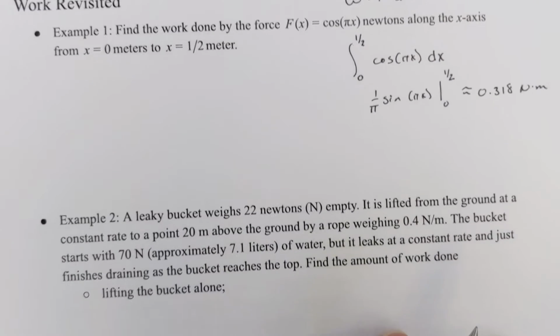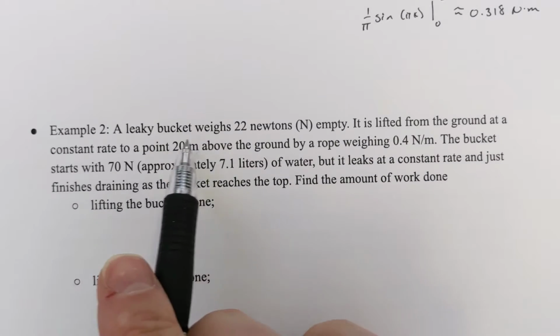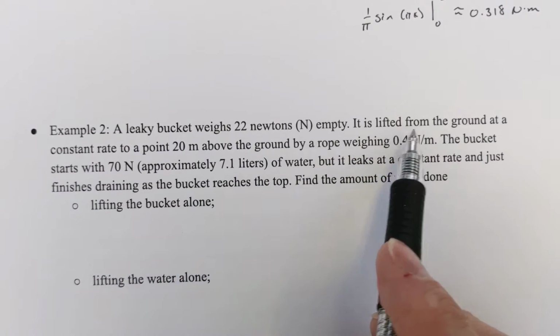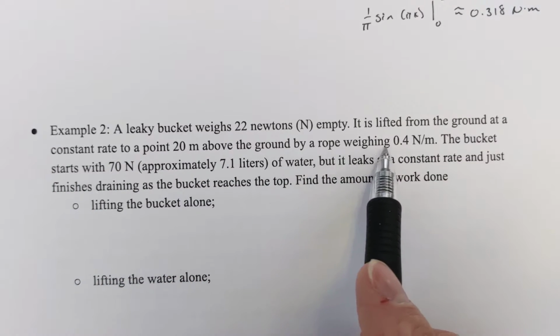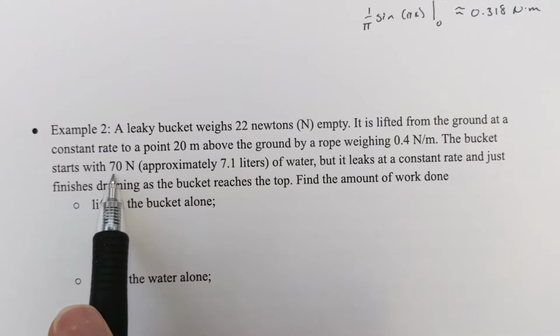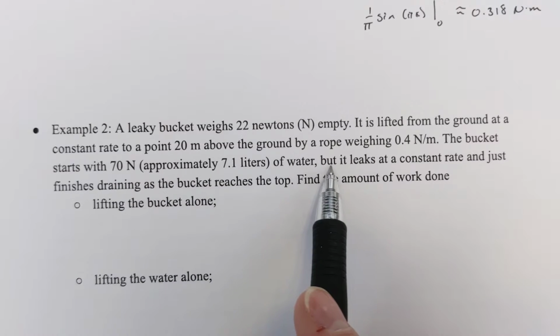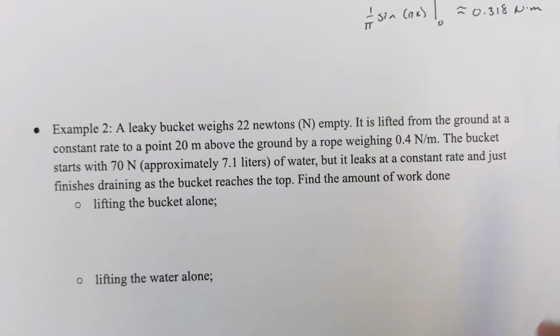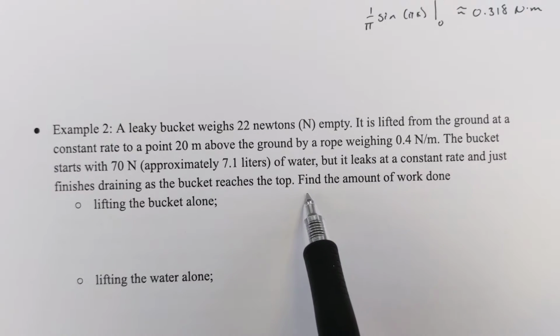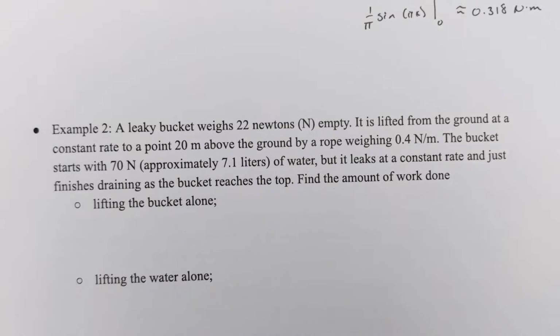Okay, so example 2. A leaky bucket weighs 22 newtons empty, is lifted from the ground at a constant rate to a point 20 meters above the ground by a rope weighing 0.4 Newton meters. The bucket starts with 70 newtons of water, but leaks at a constant rate, just finishes draining as the bucket reaches the top. So the top of the bucket's empty, the bottom bucket's full. Find the amount of work done lifting the bucket alone.